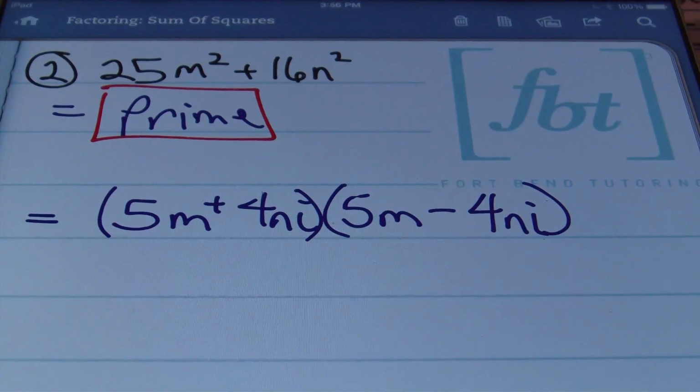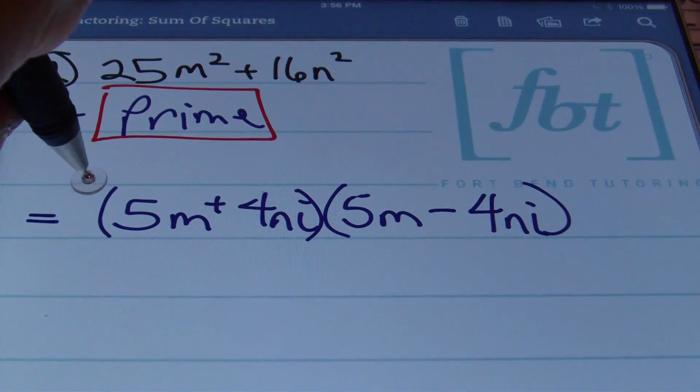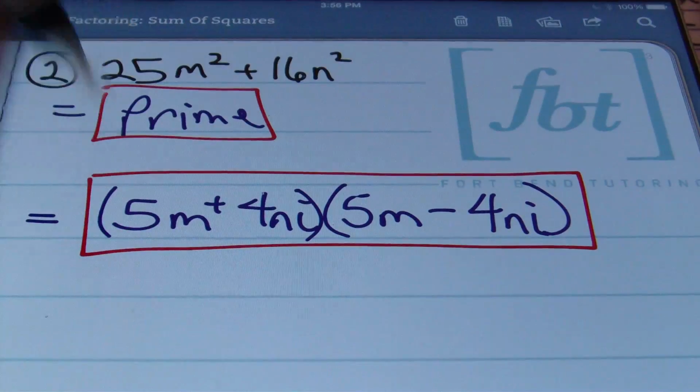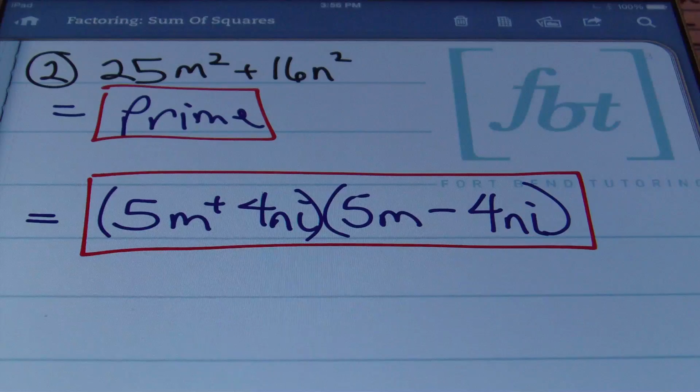So this is going to be for your regular algebra class, that it cannot be factored. It is prime. It cannot be factored with real numbers, or you use imaginary numbers. This is the AP answer. You're going to have this right here. There you go. That's problem number 2. Moving on to problem number 3.